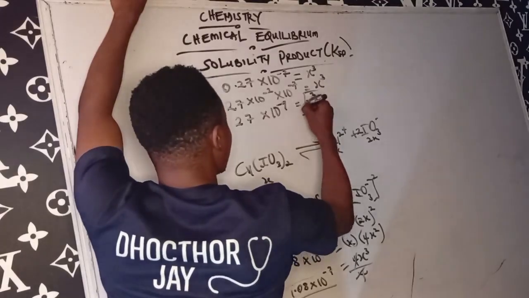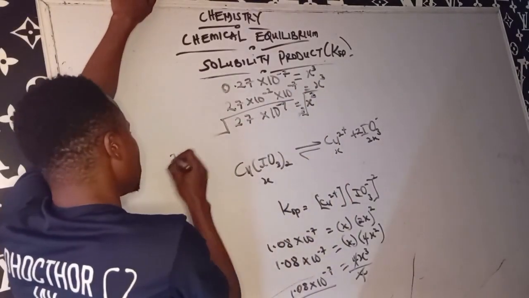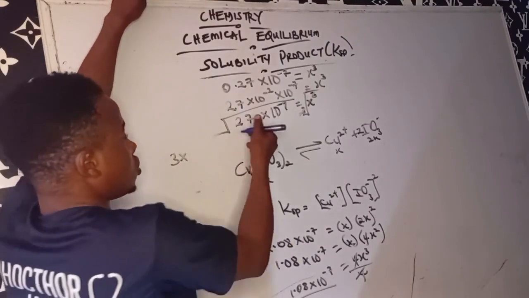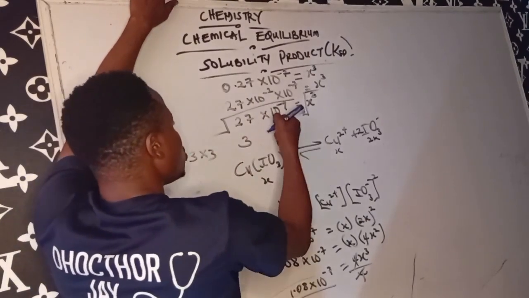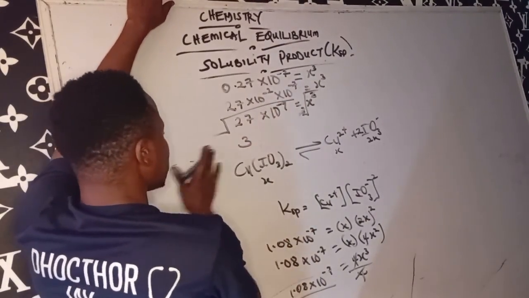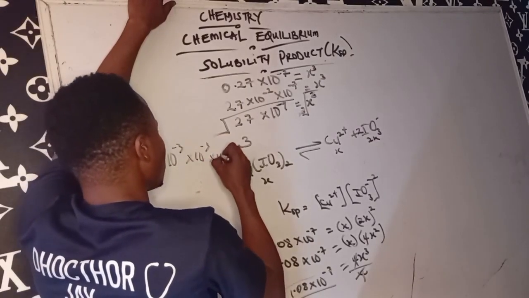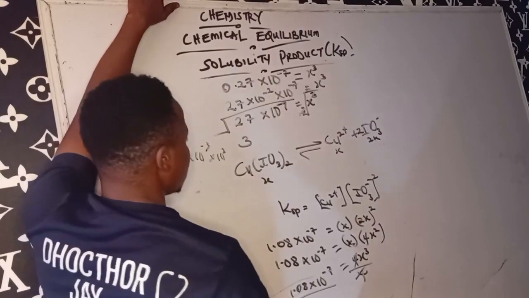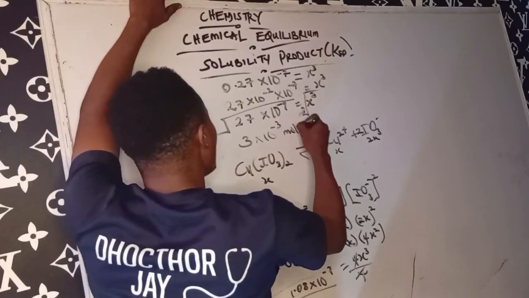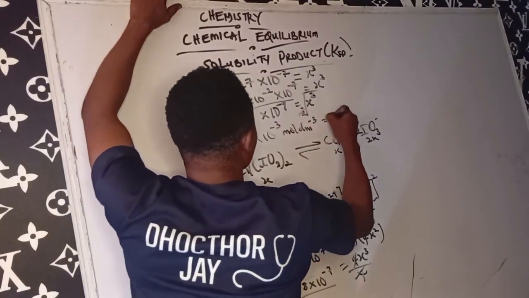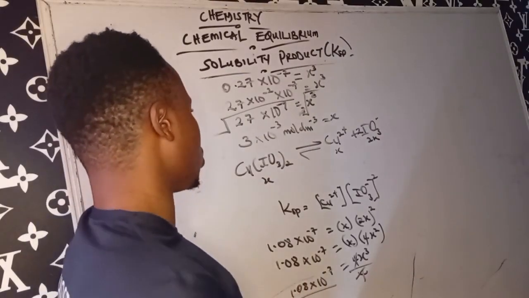What do we do? Take the cube root of both sides. Cube root of 27 is simply, what will you multiply 3 times to get 27? That's 3 times 3, 9, times 3, 27. So that is 3. Cube root of 10 raised to minus 9 is, what will you multiply 3 times to get 10 raised to minus 9? 10 raised to minus 3 times 10 raised to minus 3 times 10 raised to minus 3. That will be 3 plus 3 plus 3, that's 9. So this is going to be 3 times 10 raised to minus 3 mol per dm cube. That is the concentration of the salts. That's if you are using this method.